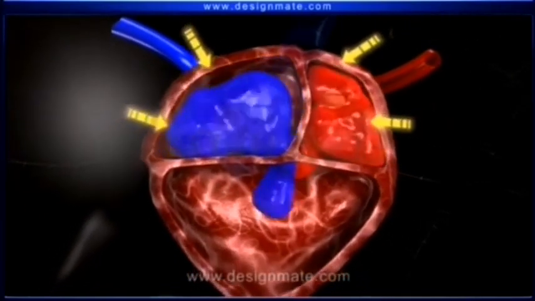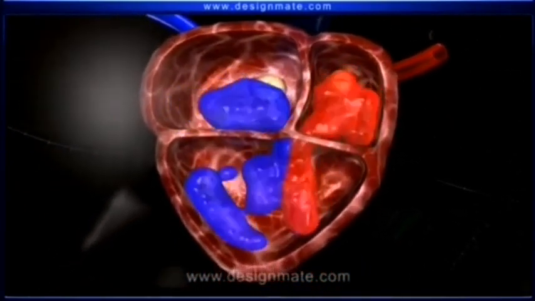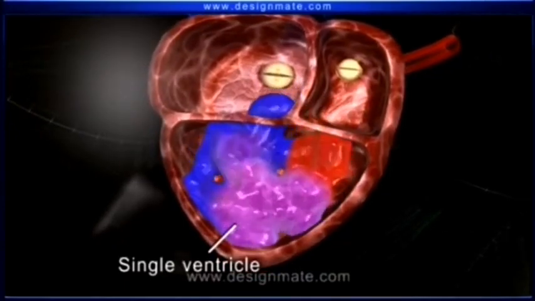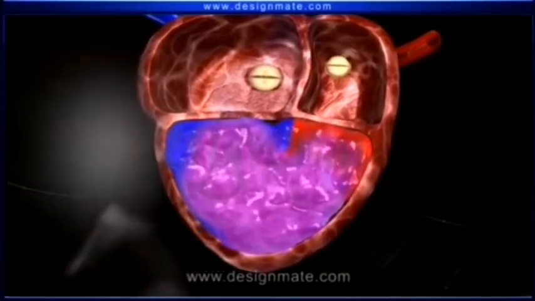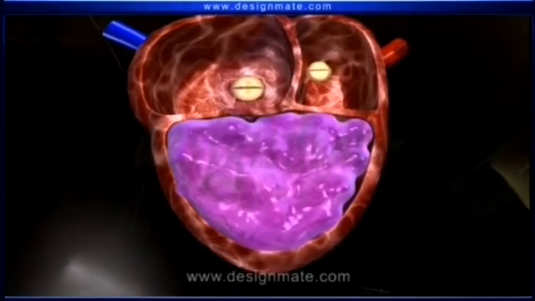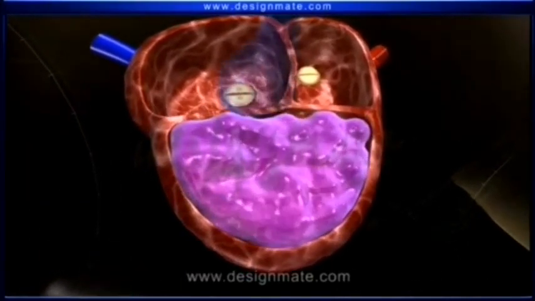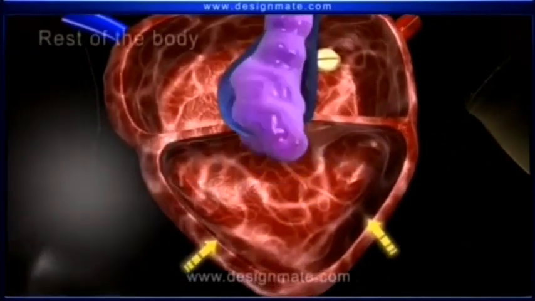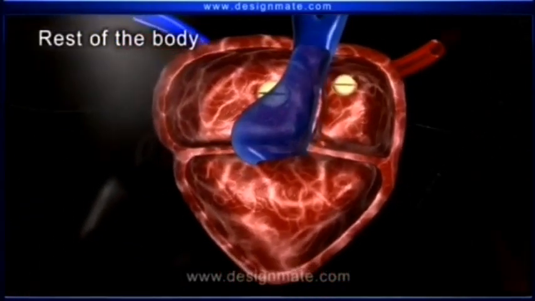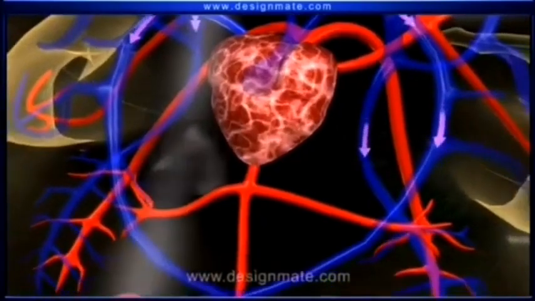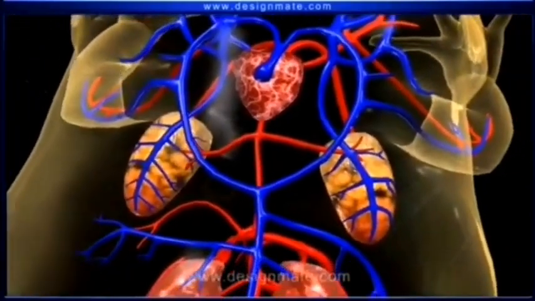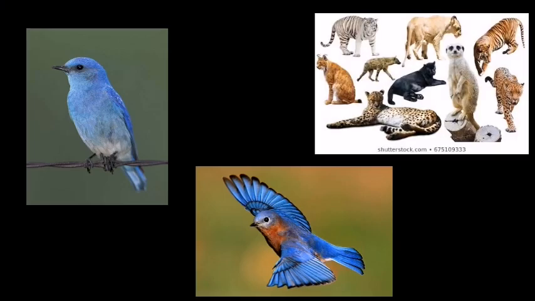Both these atria open to a single ventricle, and both the oxygenated and deoxygenated blood get mixed up in the single ventricle, which pumps out mixed blood. They do not use energy for keeping the body temperature, and their body temperature depends on the temperature of the environment. The birds and mammals have a 4-chambered heart to separate the oxygenated and deoxygenated blood from mixing up.